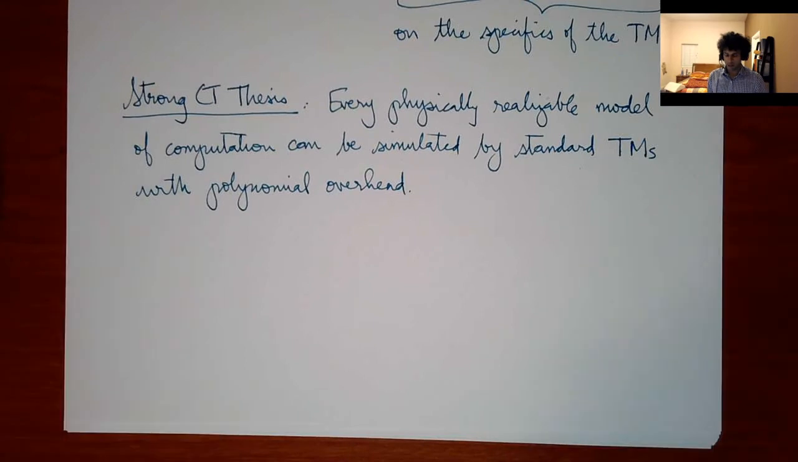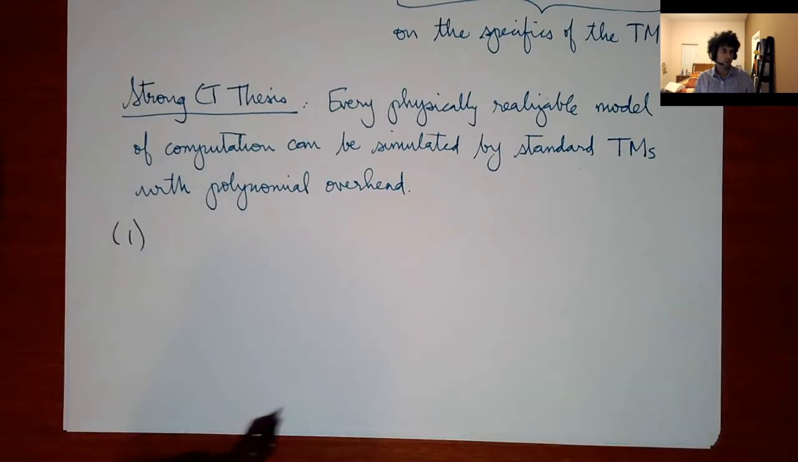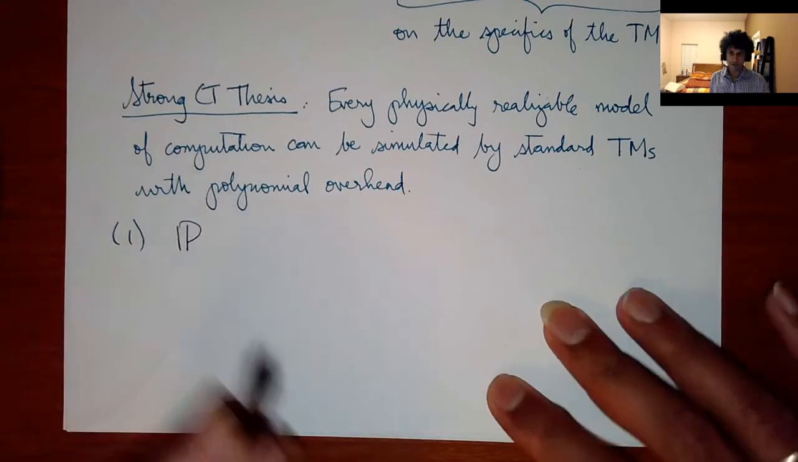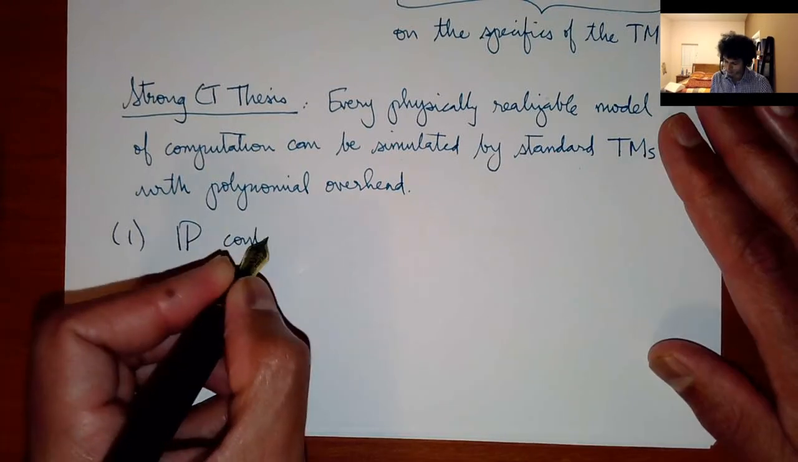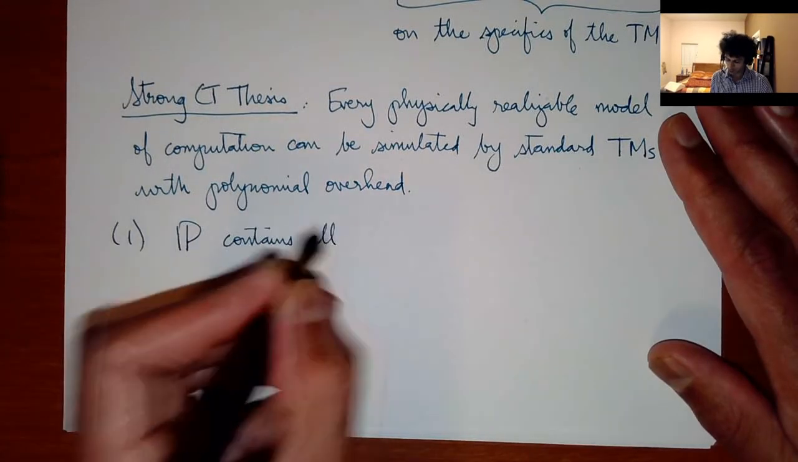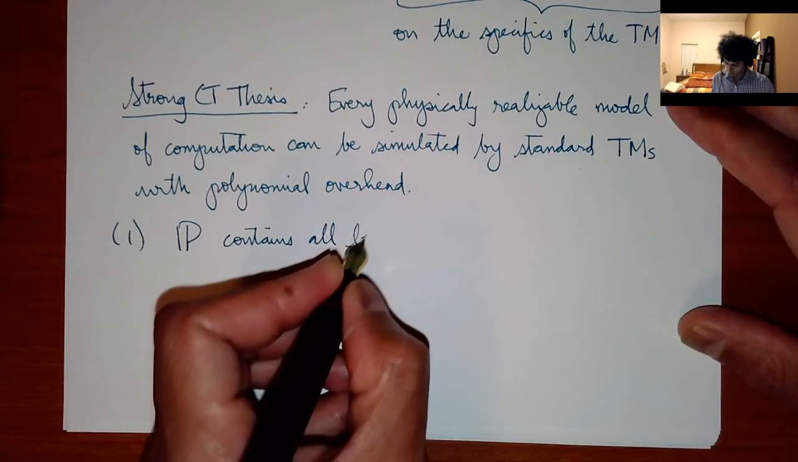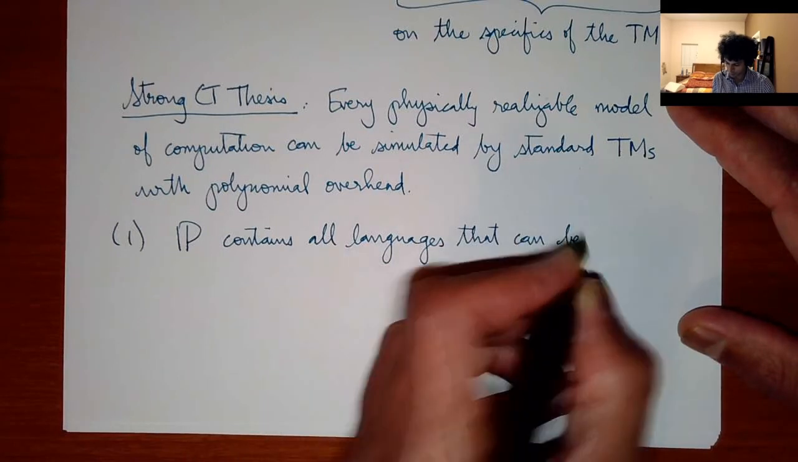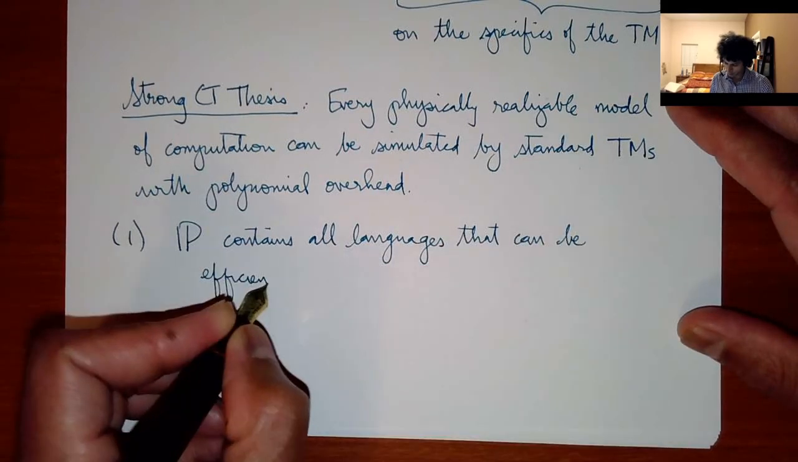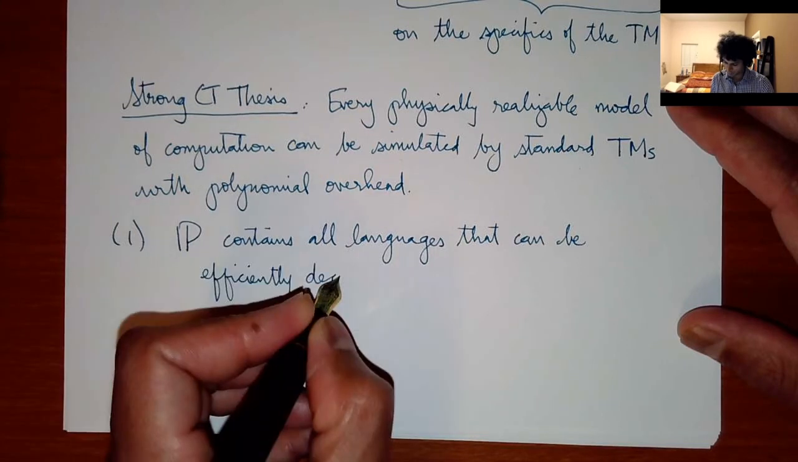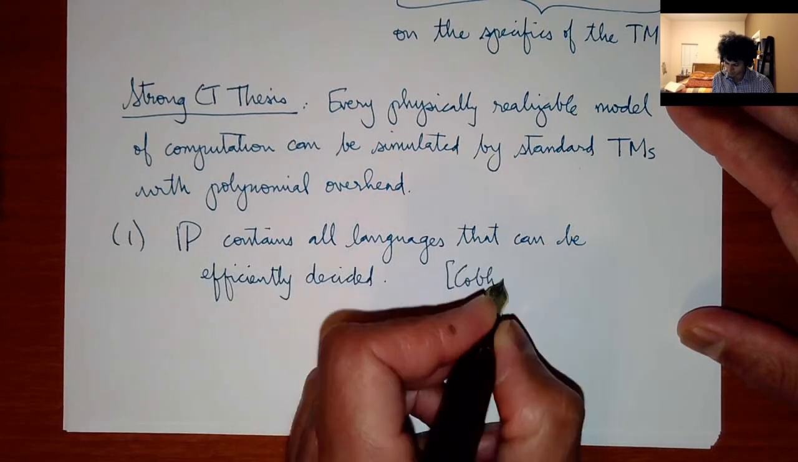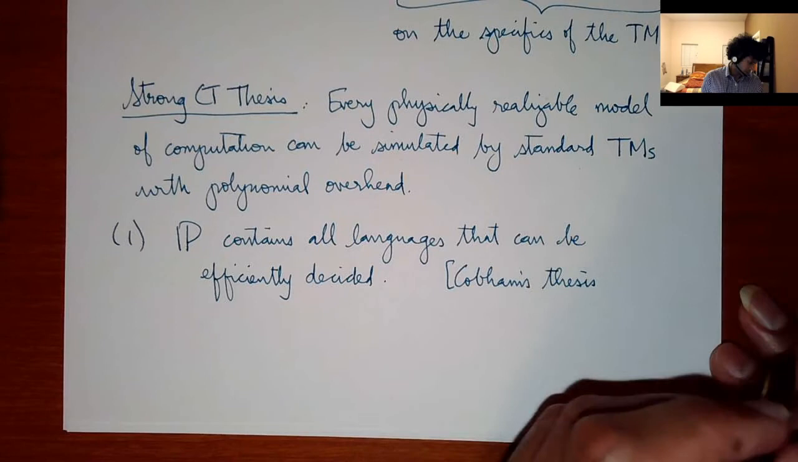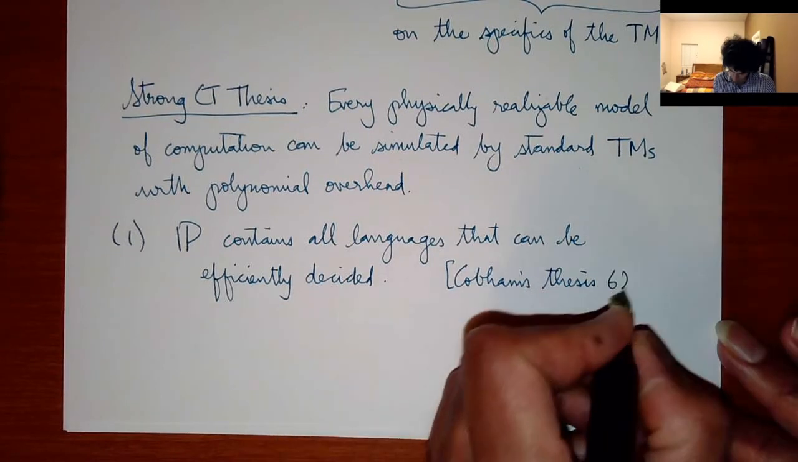And this was developed in the 50s, 60s, and 70s. I'll make a few points. So P contains all languages that can be efficiently decided, and this is also known as Cobham's thesis. And I think this was in '62.